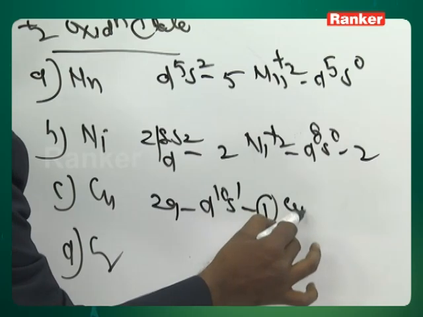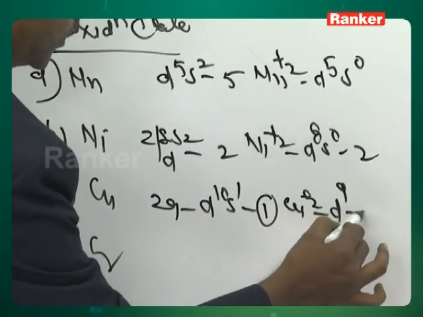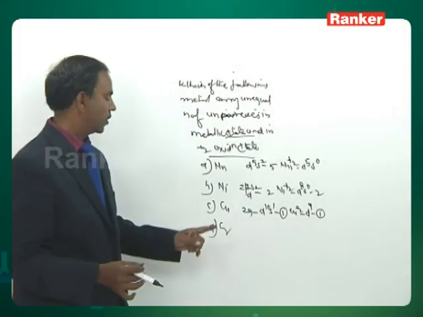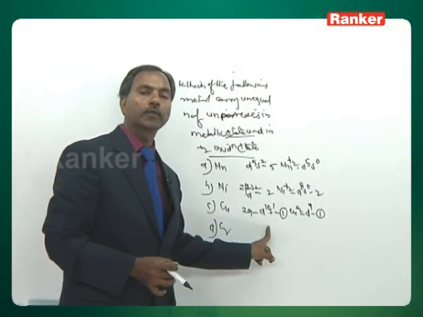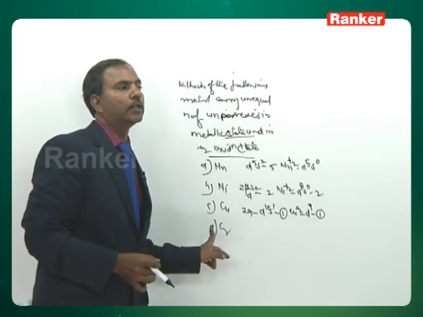Coming to copper +2. What is the electronic configuration of copper +2? d9. In d9, how many unpaired electrons? One. So copper in the metallic state has 1 unpaired electron, and in +2 also 1 unpaired electron. Therefore, it is not our answer.